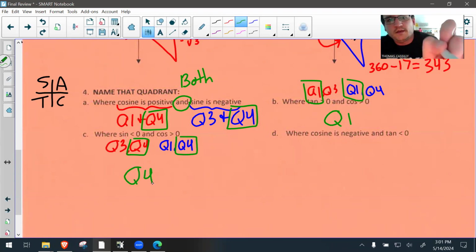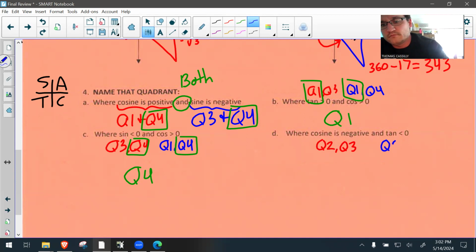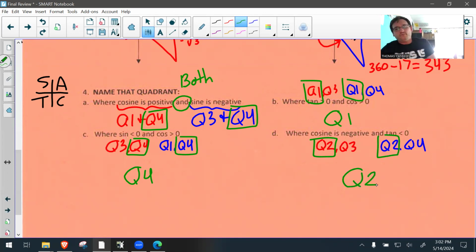Right. And the last one, cosine is negative and tangent is negative. All right, so they're both negative here. Cosine is negative in 2 and 3. Tangent is negative in 2 and 4. And the overlap is quadrant 2 this time. Right. And there we have it.